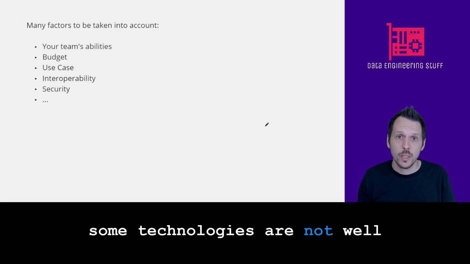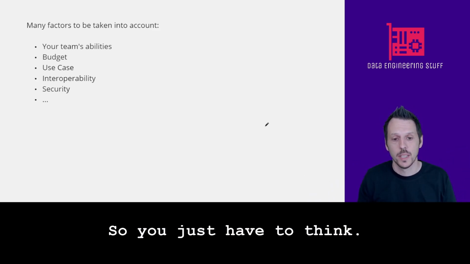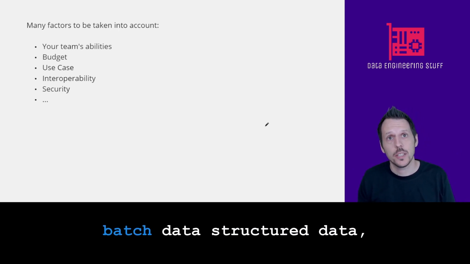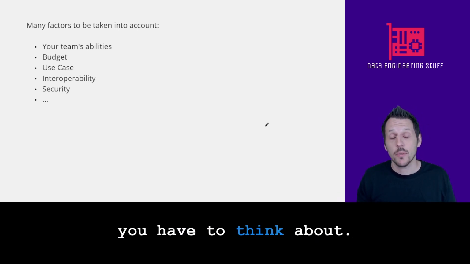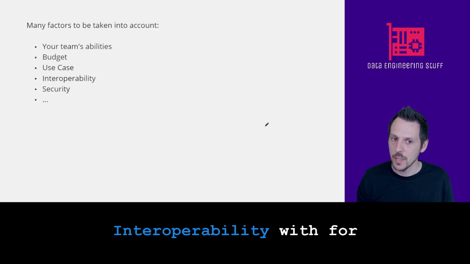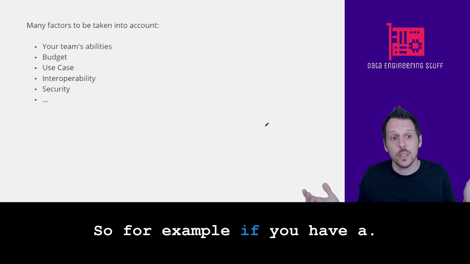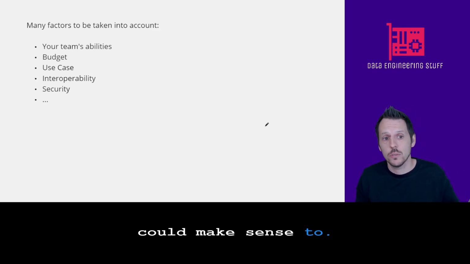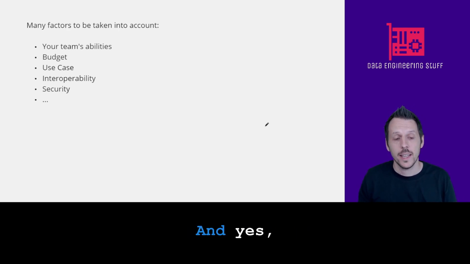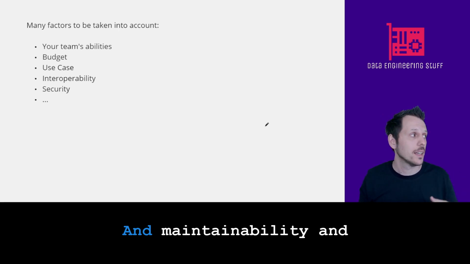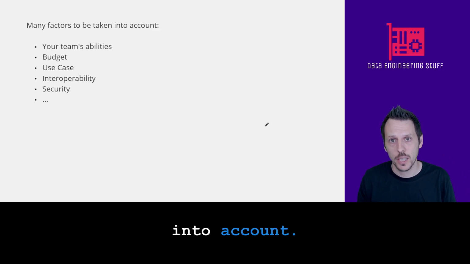Some technologies are not well designed for specific things, so you just have to think if you need streaming data, batch data, structured data, unstructured data, and so on. You have to think about interoperability with, for example, existing stacks. So, for example, if you have a Postgres in production, it could make sense to use Kafka because you can easily get a CDC in place. And yes, at the end, there's security and maintainability and stuff like that you have to take into account.